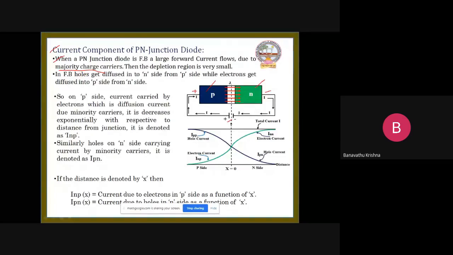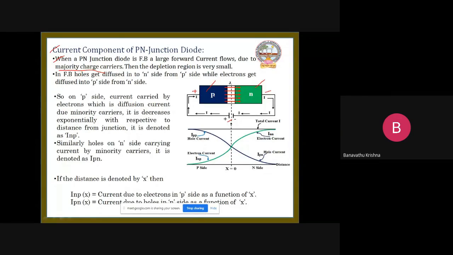Then the majority charge carriers, and the minority charge carriers, move fast towards the junction. Then the depletion region decreases. It means the majority charge carriers from the p side and the n side are moving towards the junction. They move towards the junction fast, and they hit the junction, then automatically the junction width will decrease.